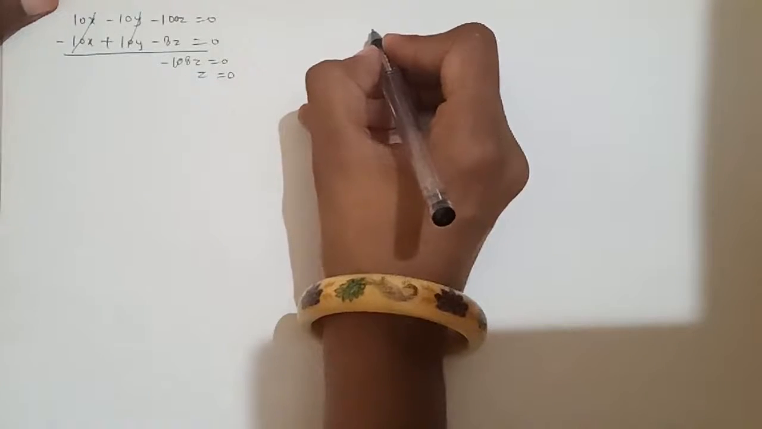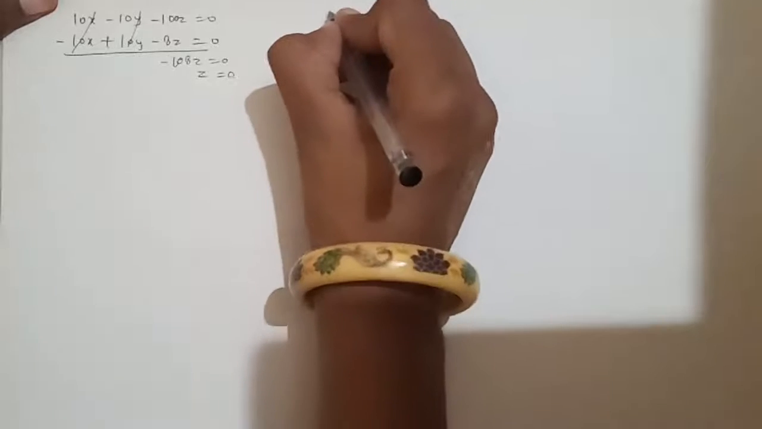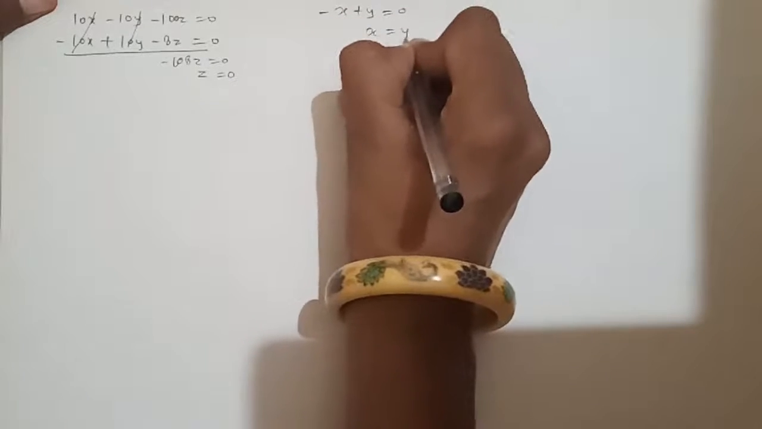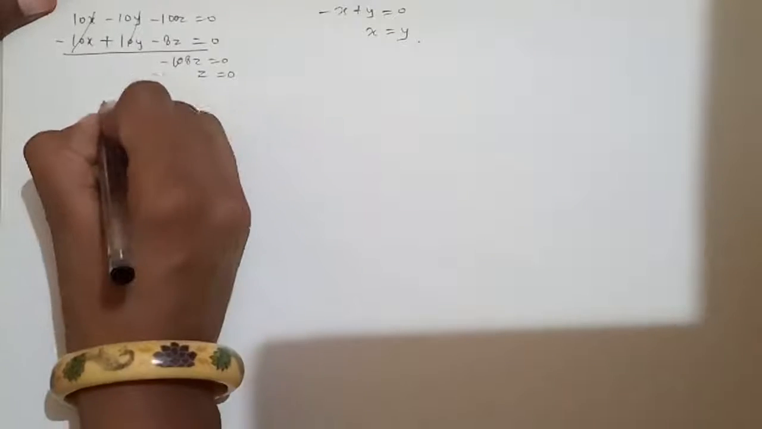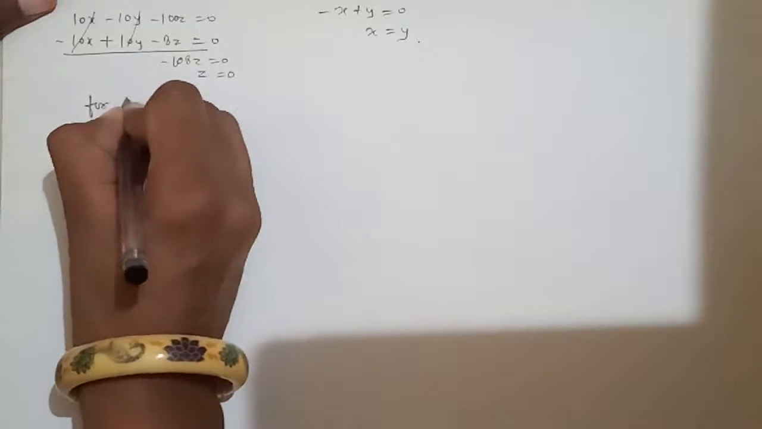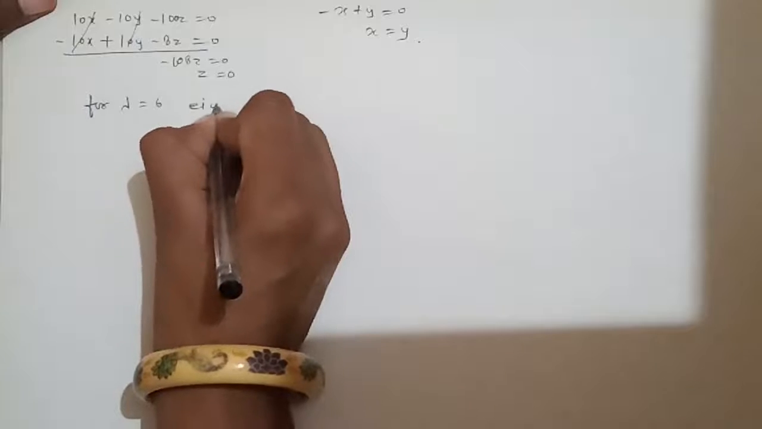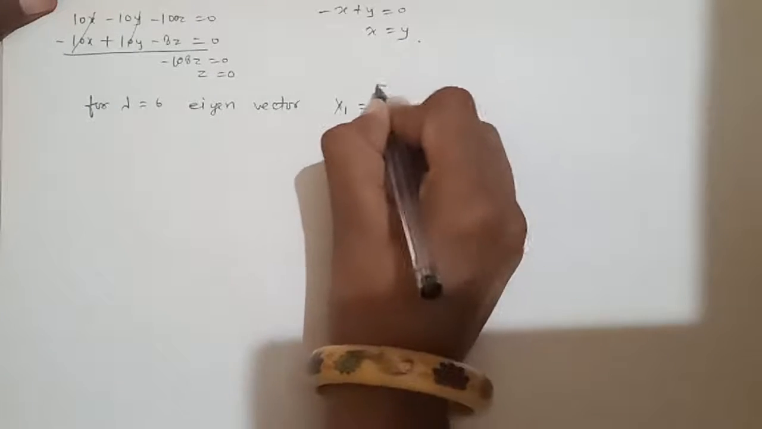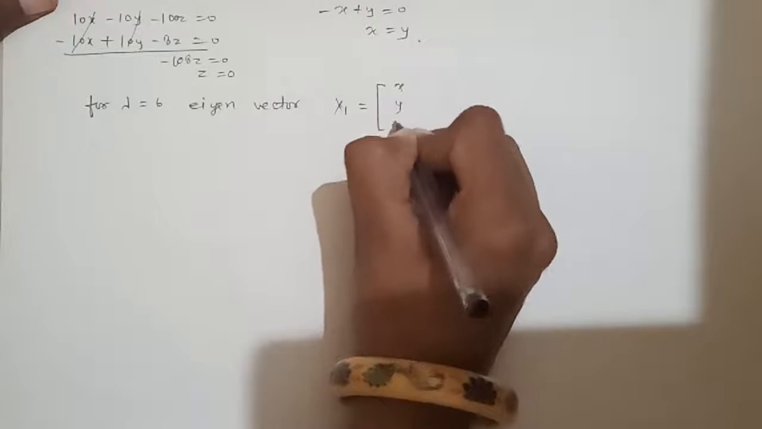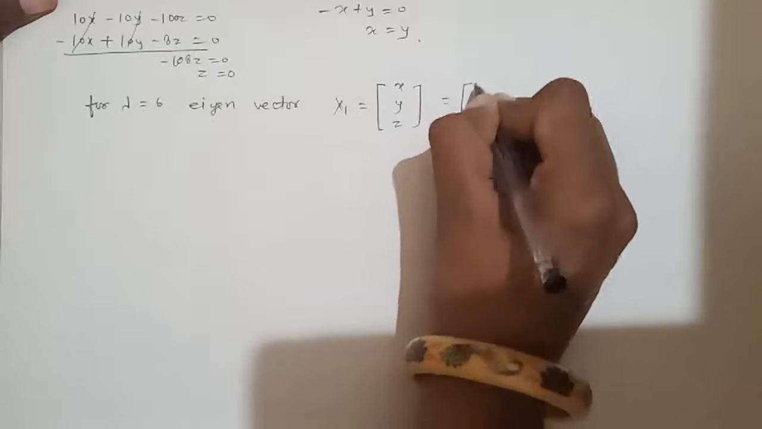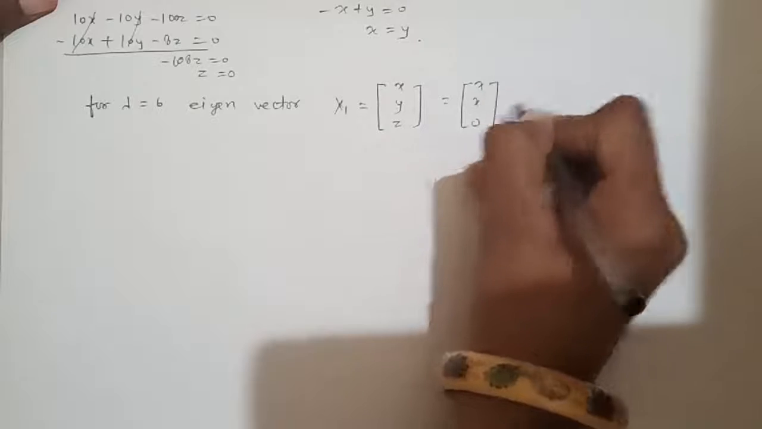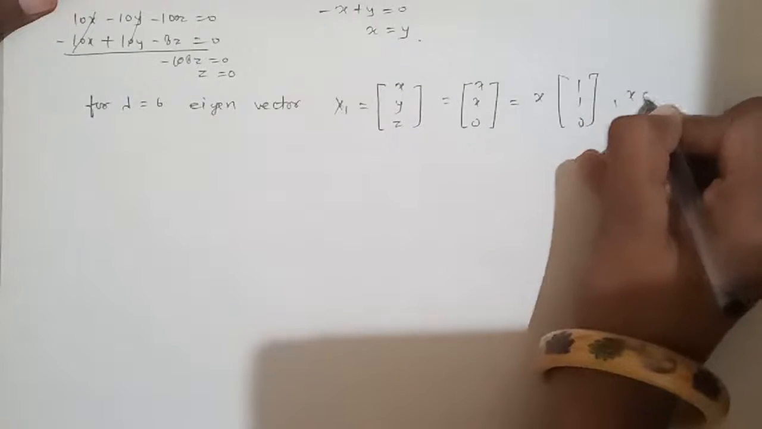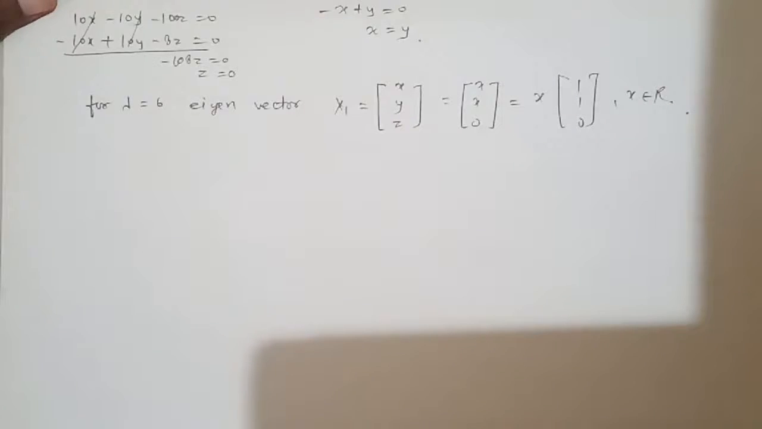If in these two equations I put z is equal to 0, then I will get minus x plus y is equal to 0. This implies x is equal to y. So for lambda is equal to 6, the eigenvector X1 is equal to x, y, z, but y is x and z is 0. So we can say X1 is x times (1, 1, 0) where x belongs to R. This is the first eigenvector.